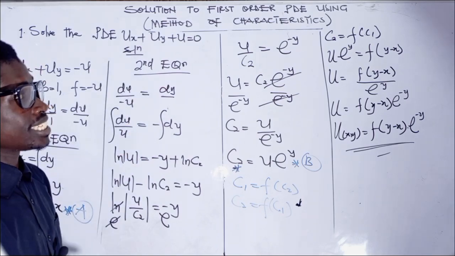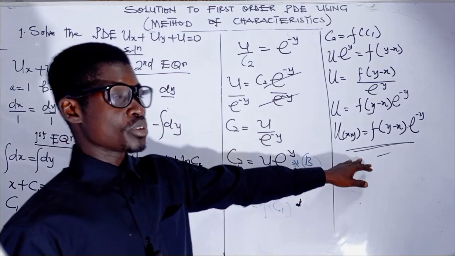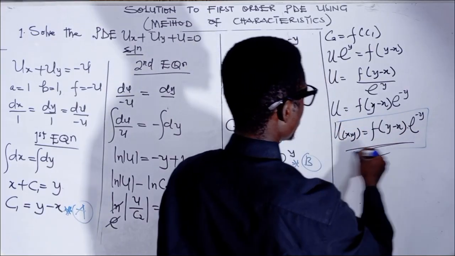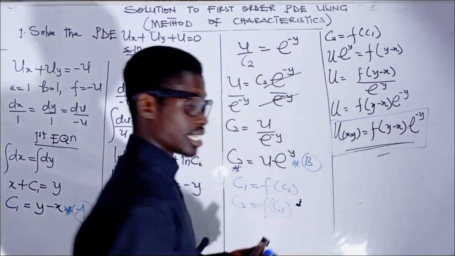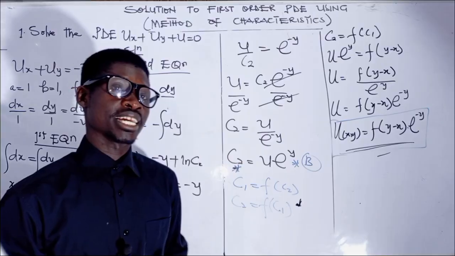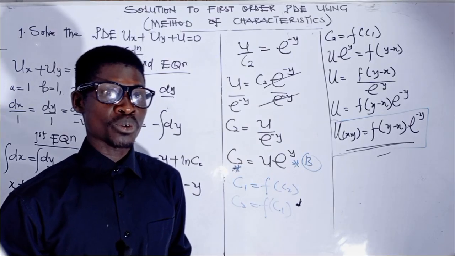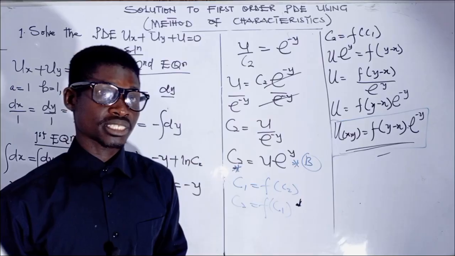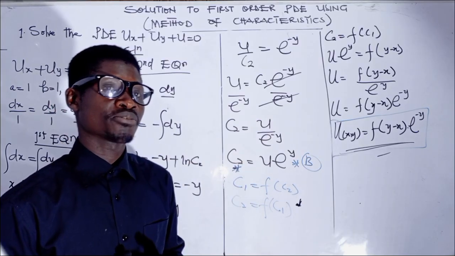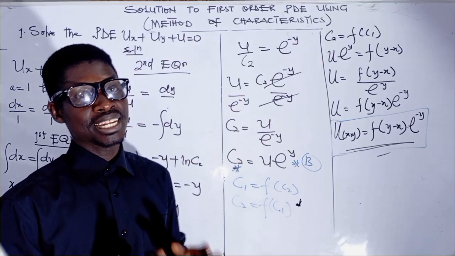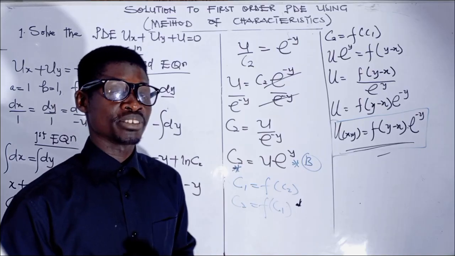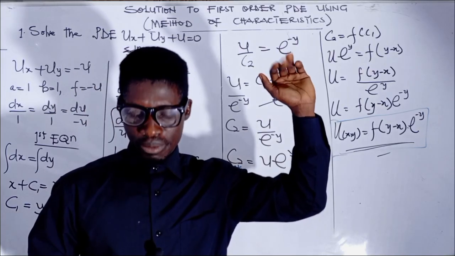Since we were not given an initial condition, we are going to end here, and this becomes our general solution. Very, very easy and simple. We are going to end here, and in our next lesson, we are going to look at, let's say, 4 examples on method of characteristics. Remember that these 2 examples that we have done fall under first order linear homogeneous and non-homogeneous PDE. Very, very easy and simple. See you tomorrow. Bye bye.